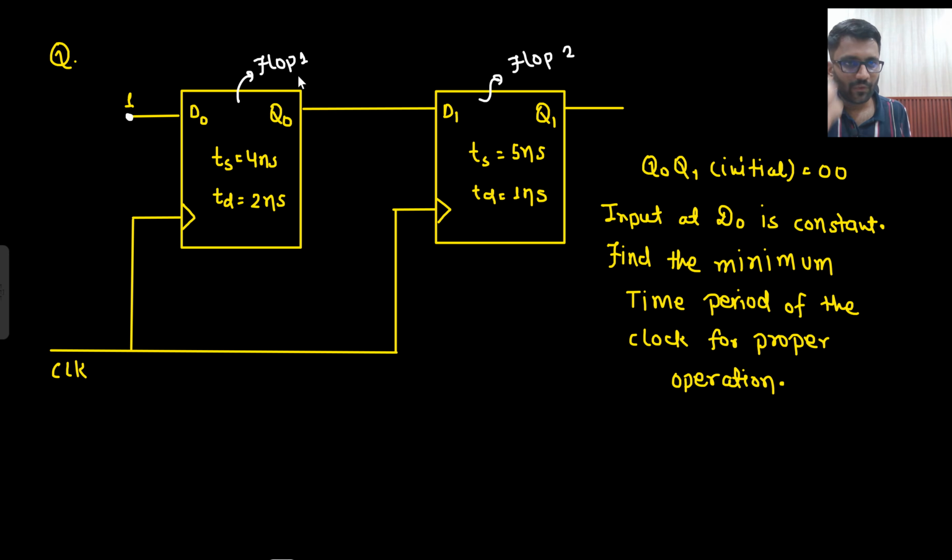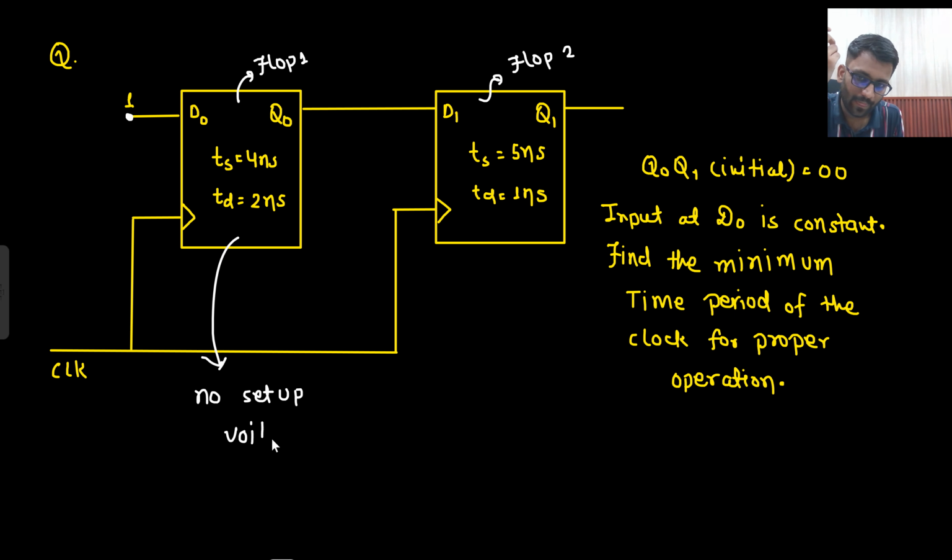So in flop 1, the input is always stable. Say yes or no. So will there be any setup violation or hold violation? No. So certainly there will be no setup or hold violation at flop 1. But the issue is here.